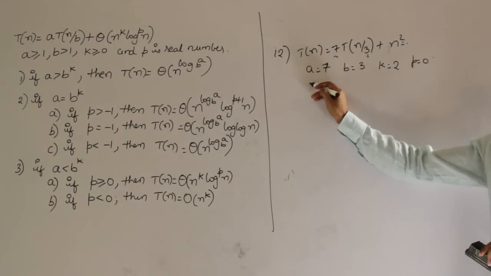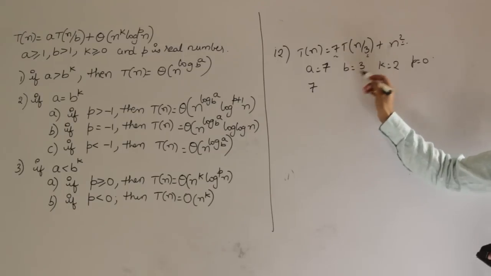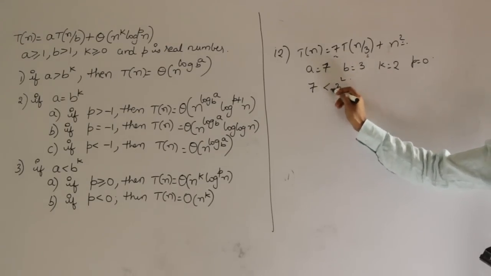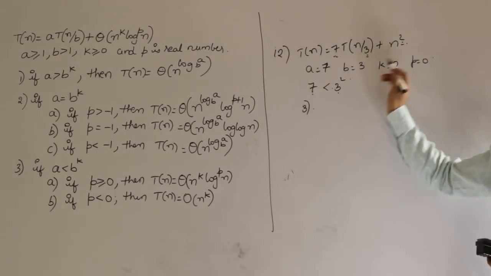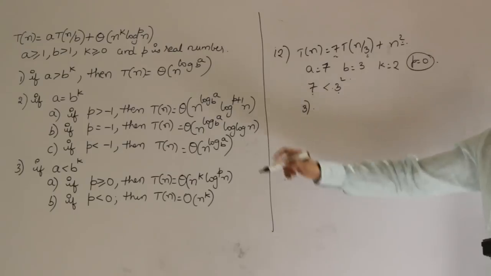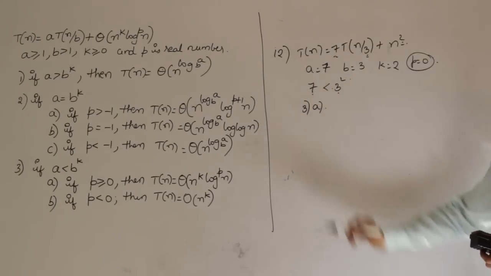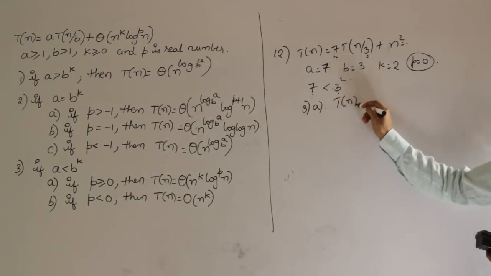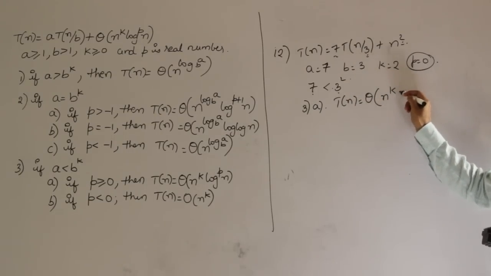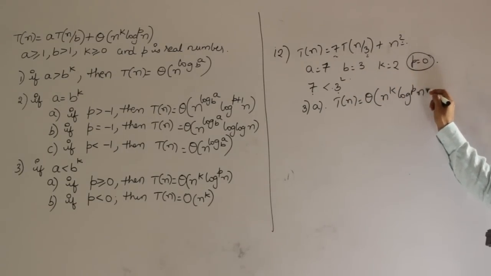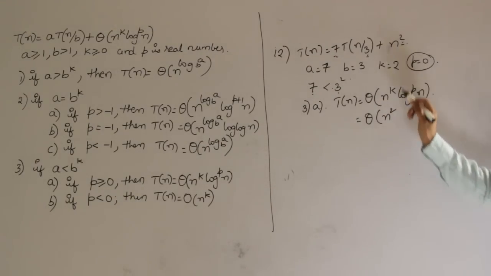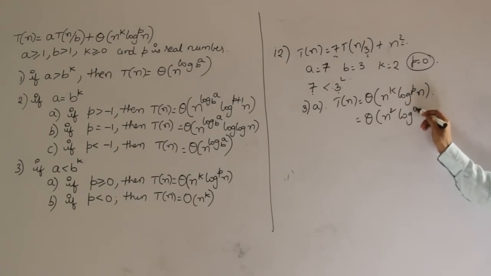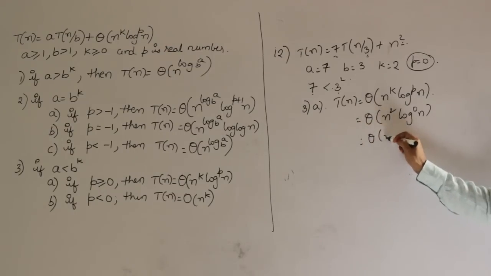The same method. Compare a and b power k. So b power k is 3 square, which means a is less than b power k. Therefore what is the condition? Condition is 3, and in that p equal to 0 is the subcase a. Then T of n equal to theta of n power k log power p n. What is n power k? n power k is nothing but n square into log 0 n, which is nothing but theta of n square.